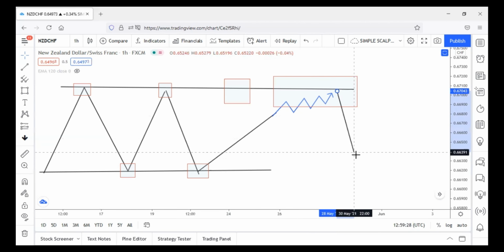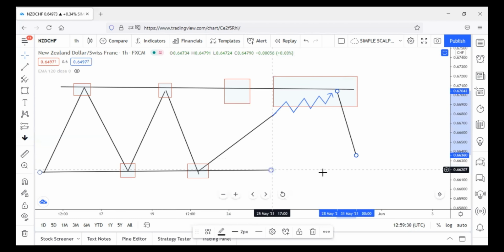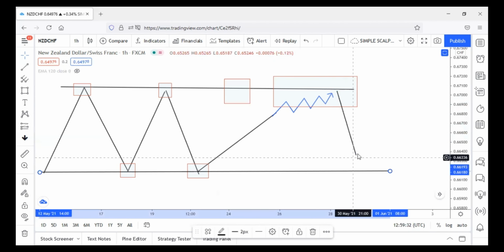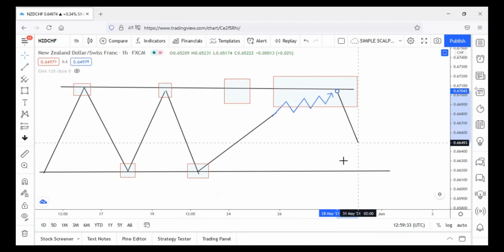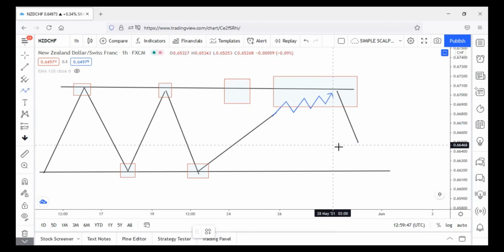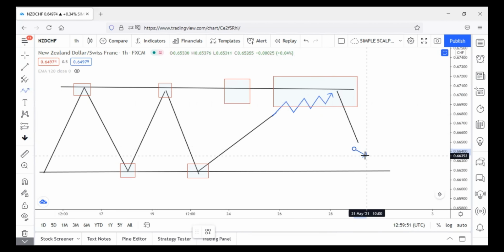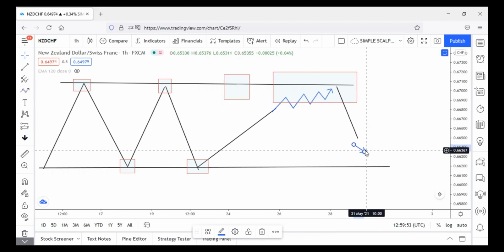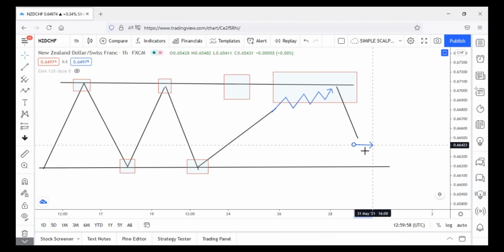So for the buying side, let's assume price is already approaching this area. So for you to start looking out for a buy trade right around here, you want to be able to look out for something like this, okay, on the opposite side.